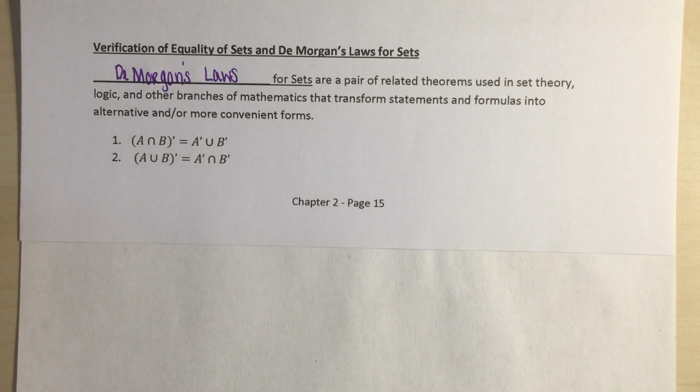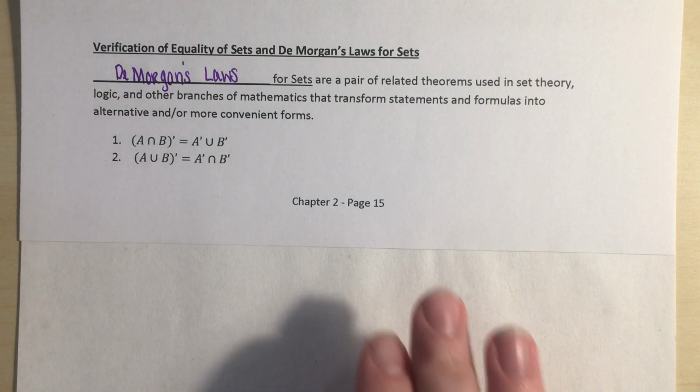DeMorgan's laws for sets are a pair of related theorems used in set theory, logic, and other branches of mathematics that transform statements and formulas into alternative and or more convenient forms. So what we see here is one side has parentheses, one side doesn't, and we see the difference between our intersection and union symbols, and we'll talk a little bit more about these on the next page. But these two laws are two different sets that are equal, and depending on what type of problem we're doing, it may be to our benefit to use one rather than the other.